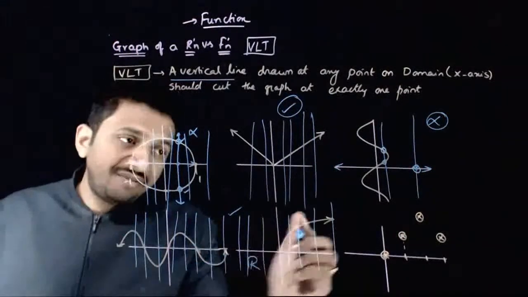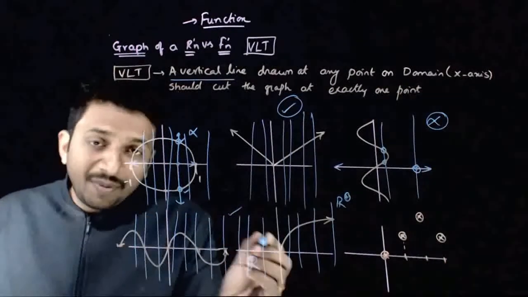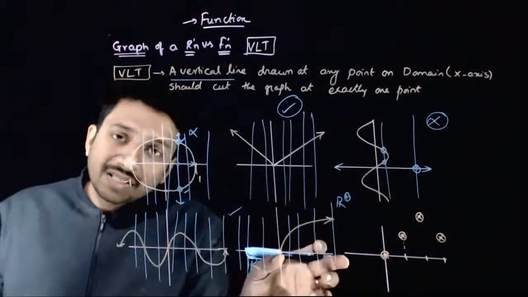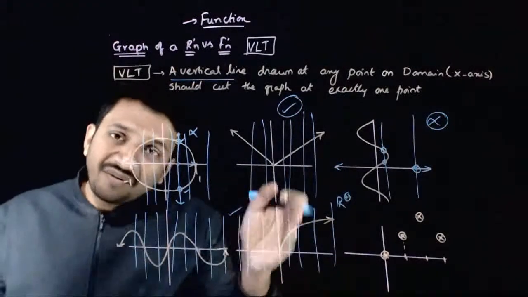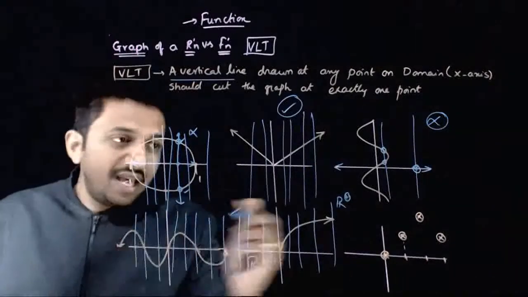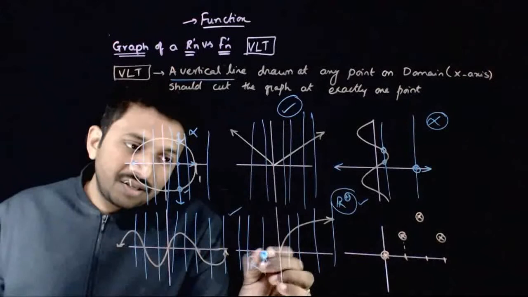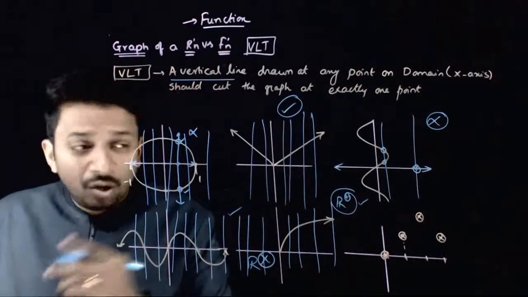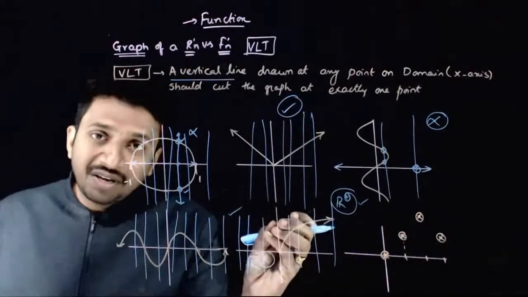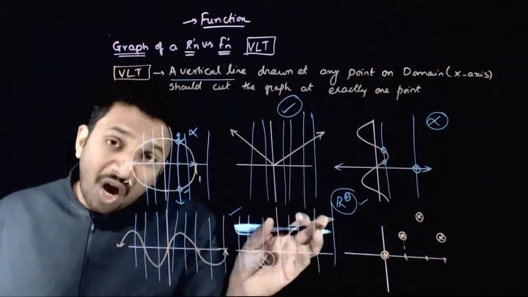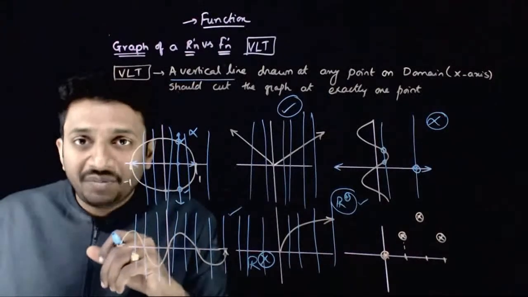But if this graph is defined only on the positive real numbers, that means you need to do the vertical line test only on the positive side of the x-axis. And on the positive side of the x-axis, VLT is getting satisfied. Hence, on R plus, this is a function. On real numbers, this is not a function. So I hope you have understood the importance of domain. Some relations, some graphs might be functions on a particular domain, not on the complete set of real numbers.